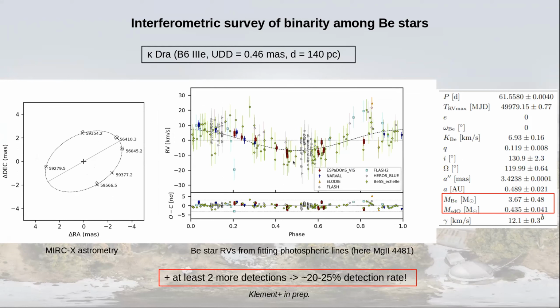And here I was able to obtain ESPaDOnS and NARVAL spectra, which have a resolution of about 80,000, which is really needed to measure precisely these RVs of BE stars because of the rotational broadening and non-radial pulsations and other things complicating these measurements. So here, this is another set. This will be published soon, hopefully. And this is the first such orbit for actually a late type BE star.